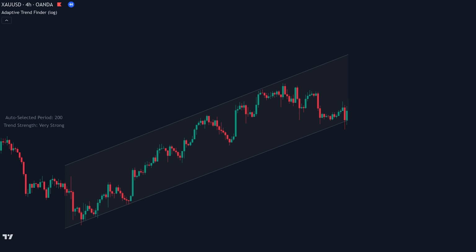In this case, the indicator has identified that the price is nearing the lower boundary of the trend channel, signaling a strong buy trade setup. The best entry point is after the price creates support at the lower trend channel. The trend strength is labeled as very strong, giving further confidence in the continuation of the upward trend.